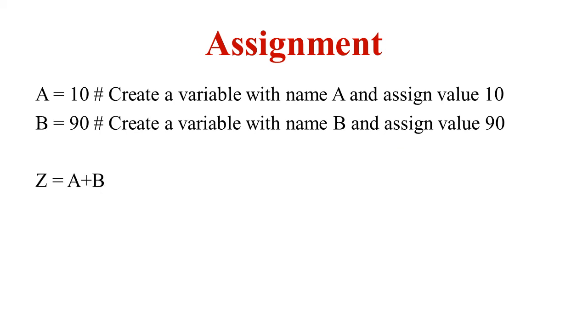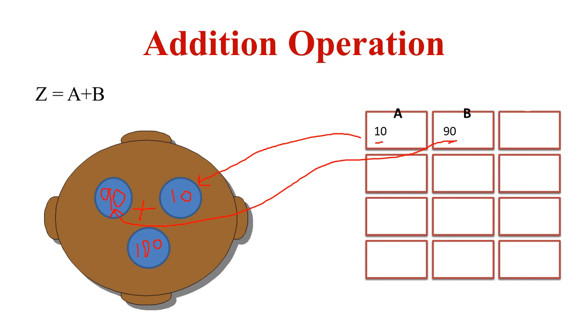Now, suppose we have to do this addition operation, that is Z is equal to A plus B. To understand this addition operation, let's have a look. Here we want to add A and B and store the result in Z. Because we are manipulating numbers, we have to use this operation table. The value of A and the value of B will be fetched and brought to this operation table. And this addition operation is going to be performed. And we know 90 plus 10 sums up to 100.